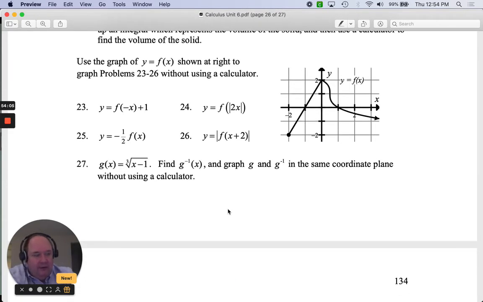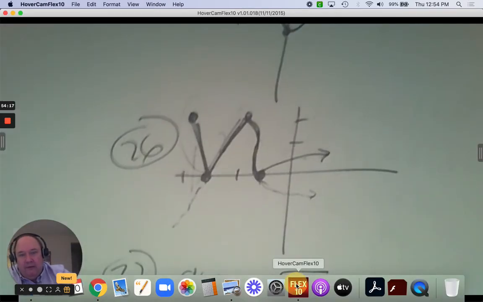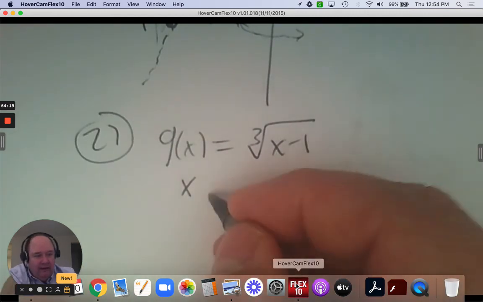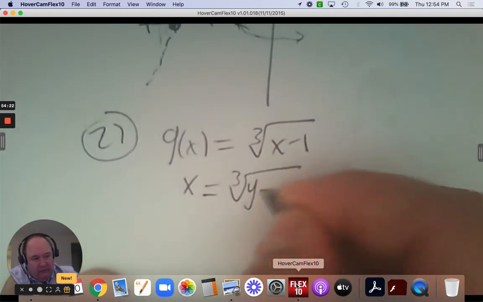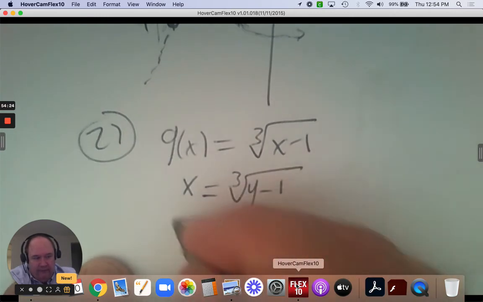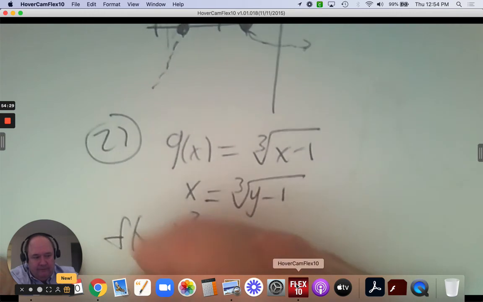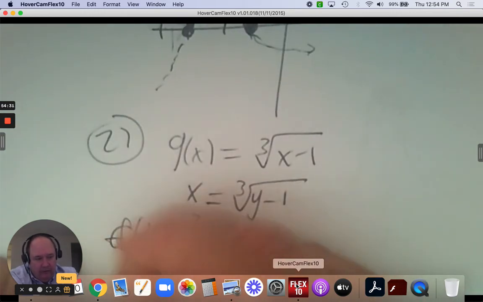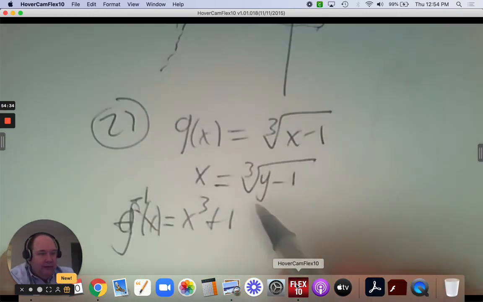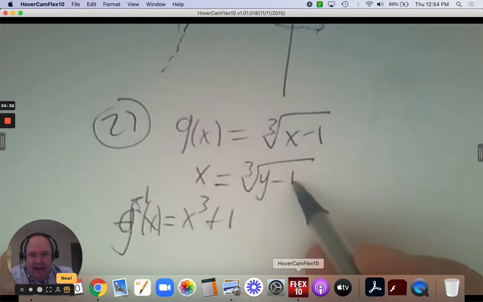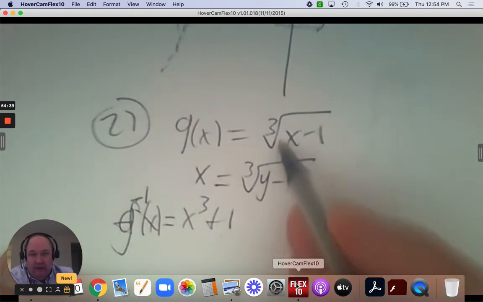All right, g of x is equal to the cube root of x subtract 1. Find the inverse and graph them together. It's just a pre-calculus question. To find the inverse, x and y are switched, and then solve for y. So we're going to cube it and then add 1 to get y by itself. That's the symbol for inverse. So if you cube and then add 1, y is by itself, so that's the inverse of this.